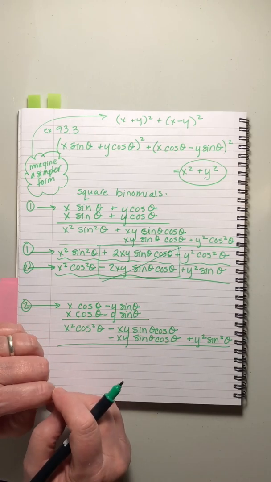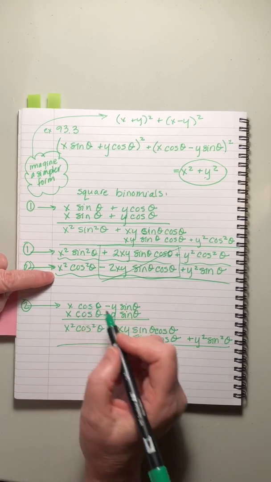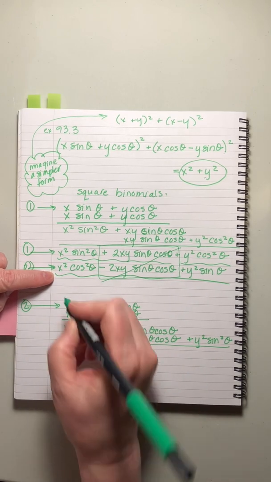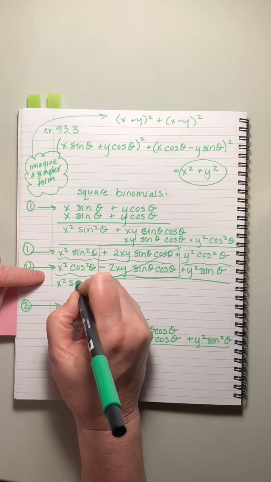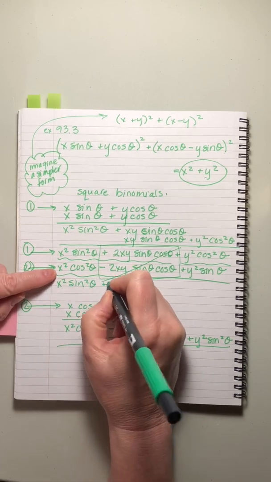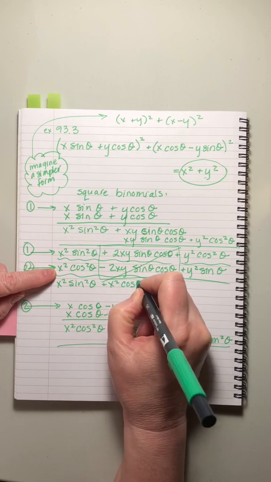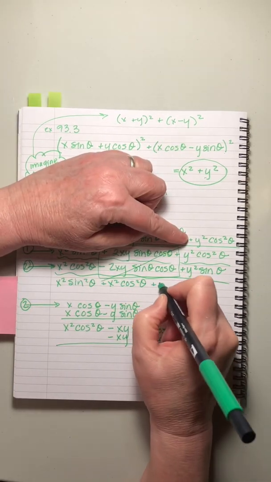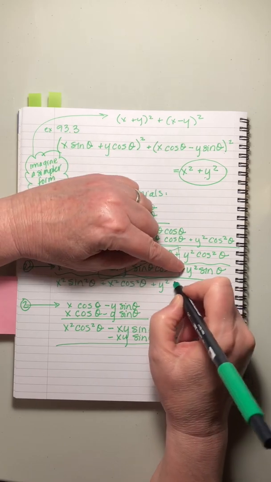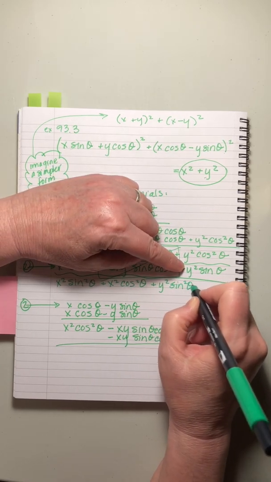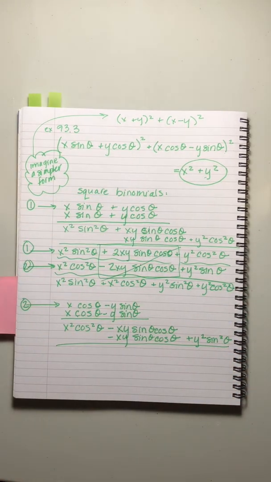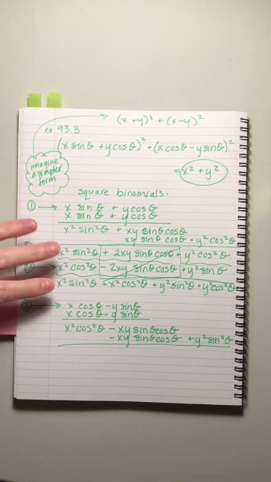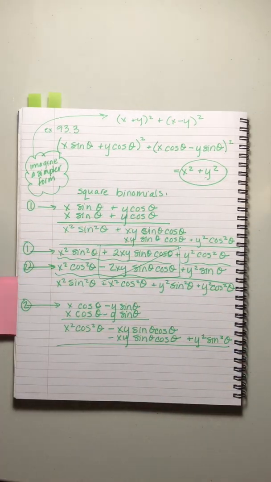Right? And then we're going to have, I'll write it here. We're going to have x squared sine squared theta plus x squared cosine squared theta plus y squared. I'm going to do the sine first. Okay, so we just have the middle terms cancel and we just have the beginning two and the ending two. All right, I feel good about that.